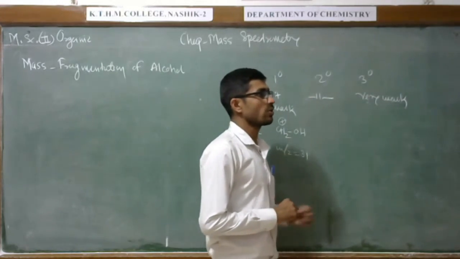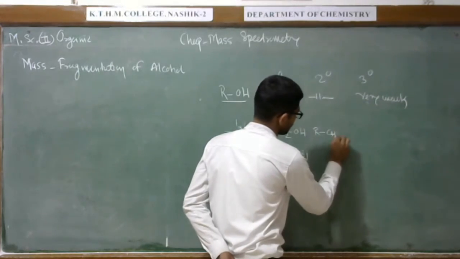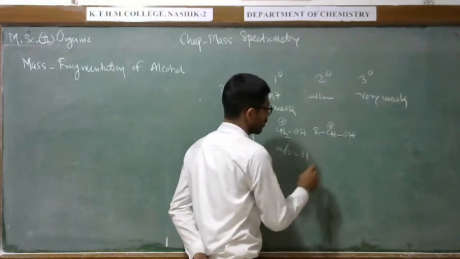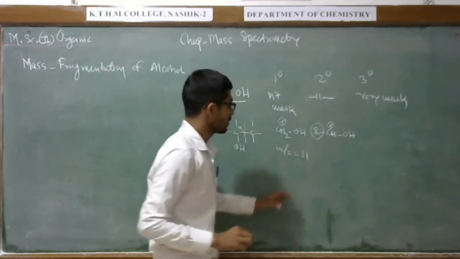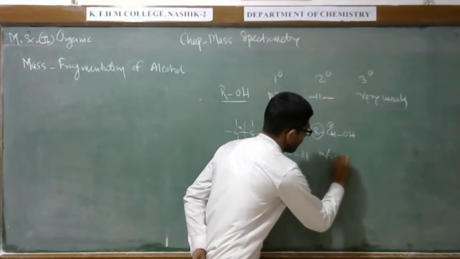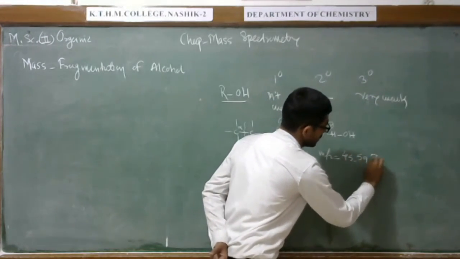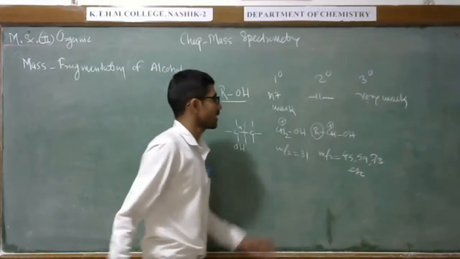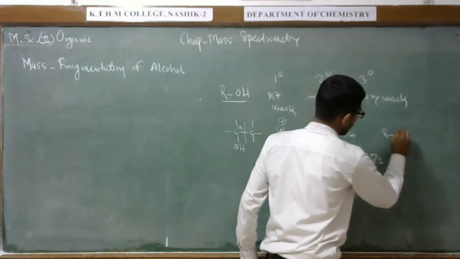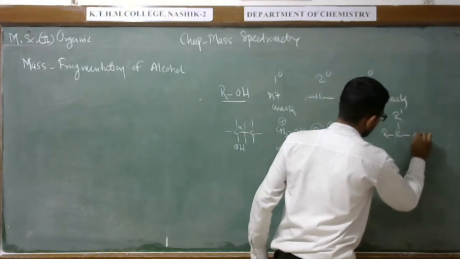In secondary alcohol we can observe the peak CHROH. So this peak we can observe. The R group may be any group here. Here we can observe peaks at mass to charge ratio 45, 59 and 73 etc. for secondary alcohols.